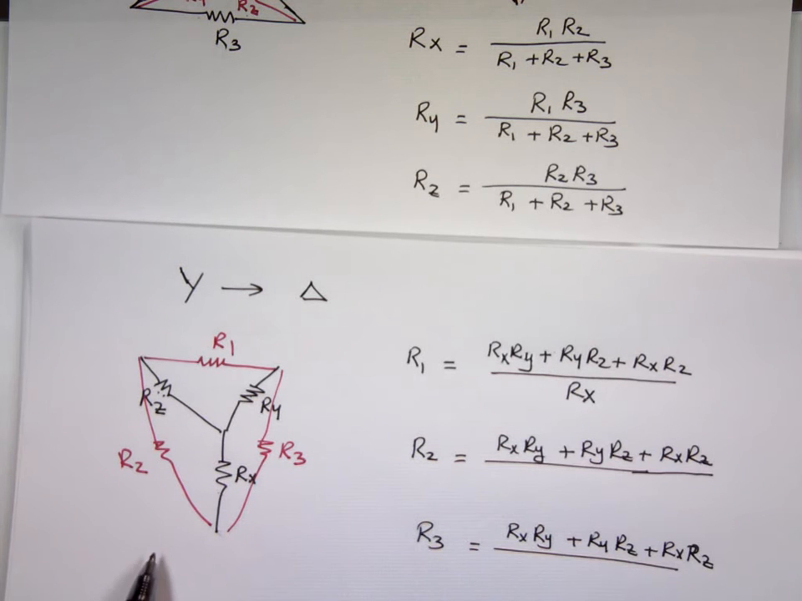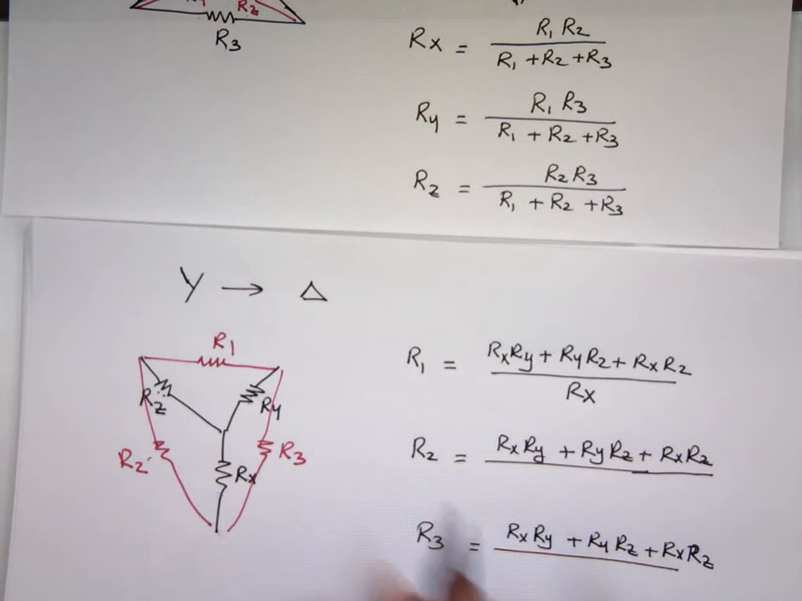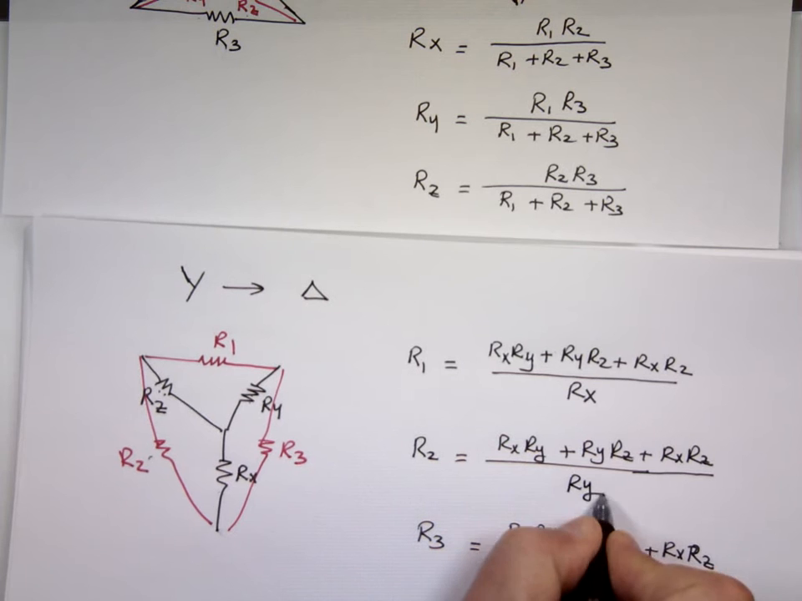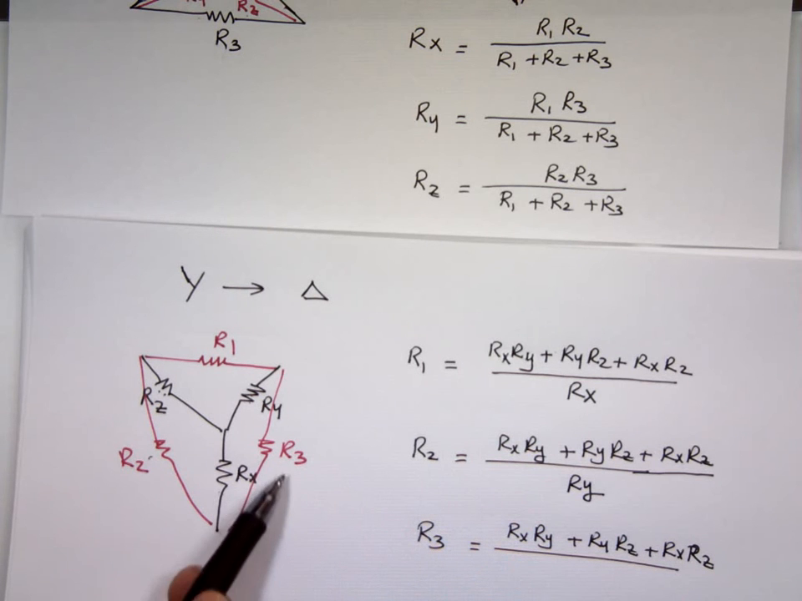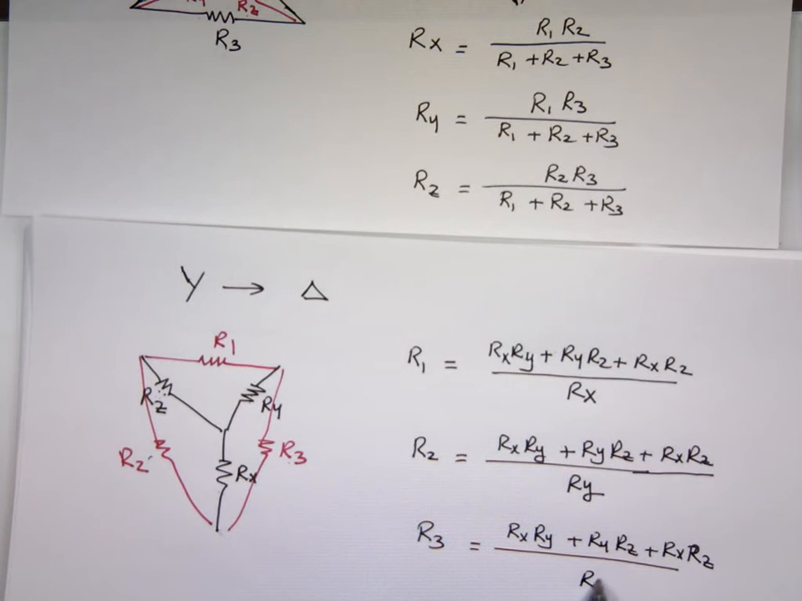R sub 2, what is R sub 2? This one. What is the resistor opposite to R sub 2? Ry. And now I'm looking for R sub 3. What's the resistor opposite to R sub 3? R sub Z.